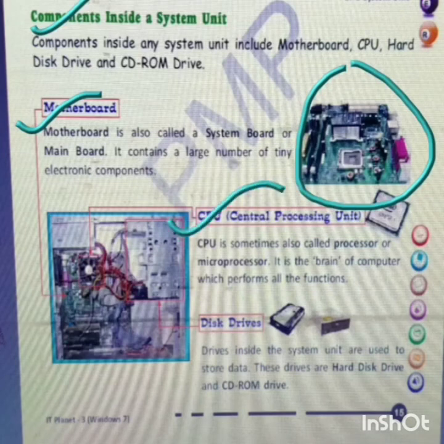Next is CPU. CPU is Central Processing Unit. You know what CPU is? CPU is the brain of the computer. CPU is sometimes also called a processor or microprocessor. And as we all know, CPU is the brain of the computer. Look at the picture here. Disk drives. Drives inside the system unit are used to store data. These drives are hard disk drive and CD-ROM drive.